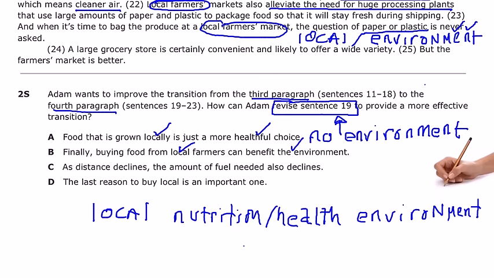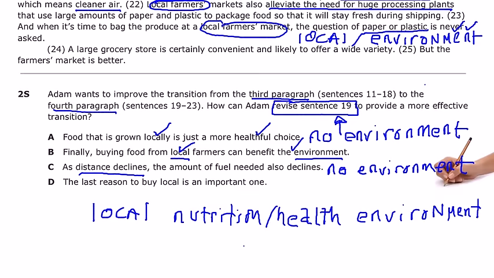Okay, that one's strong. It doesn't say anything about health or nutrition, but it does have this idea of the environment, and it does have the idea of local. So I have 2 out of 3 here, and the environment is what that third paragraph is about. So I'm not going to eliminate B. Option C, as distance declines, the amount of fuel needed also declines. There's an implication about being local as distance declines, but there's no mention of the environment or the impact of the environment, and that paragraph is all about the environment.